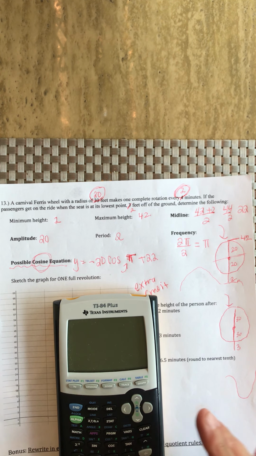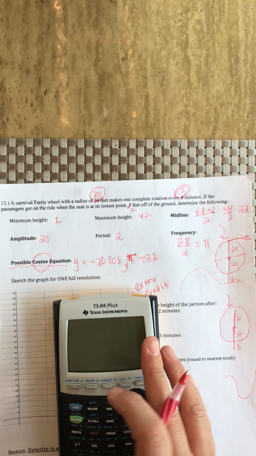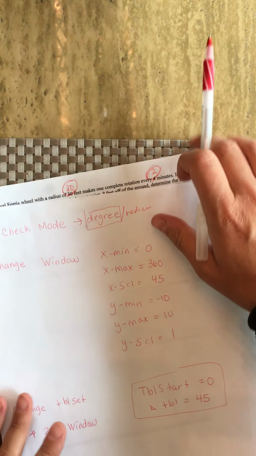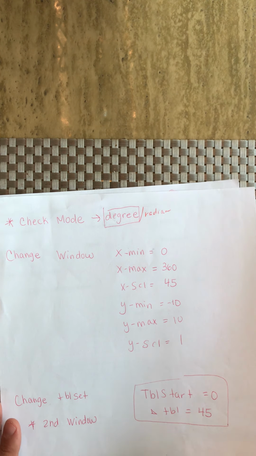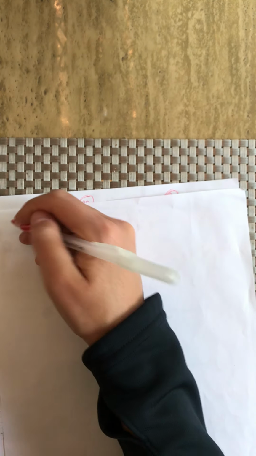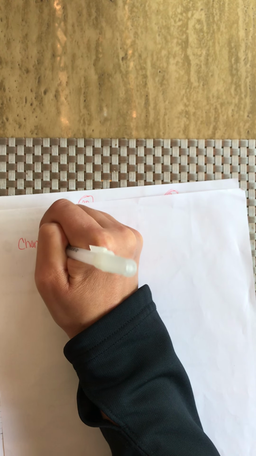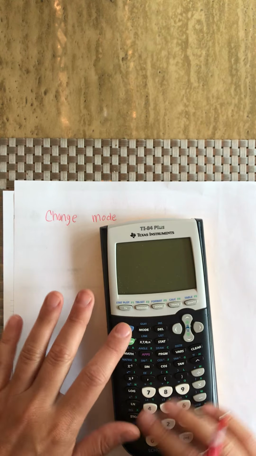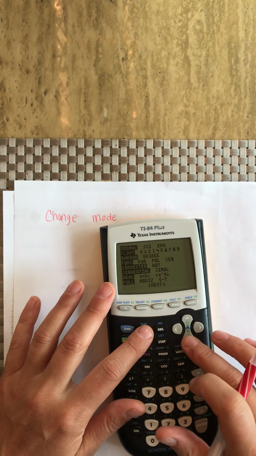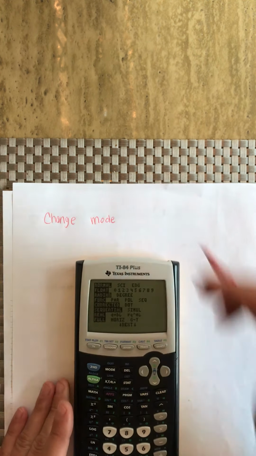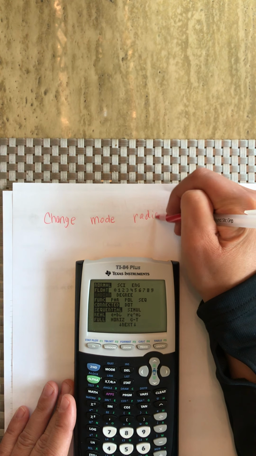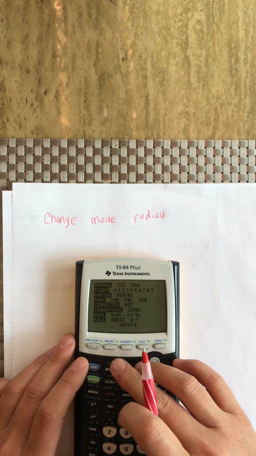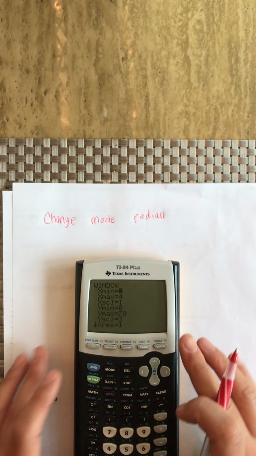So when you guys were setting up your calculator before, we were always in degree mode, okay? We're gonna go ahead and switch this. The first thing that you're gonna do is change your mode. So everyone can go ahead and change that right now. You're gonna change your mode to radian. So hit radian.